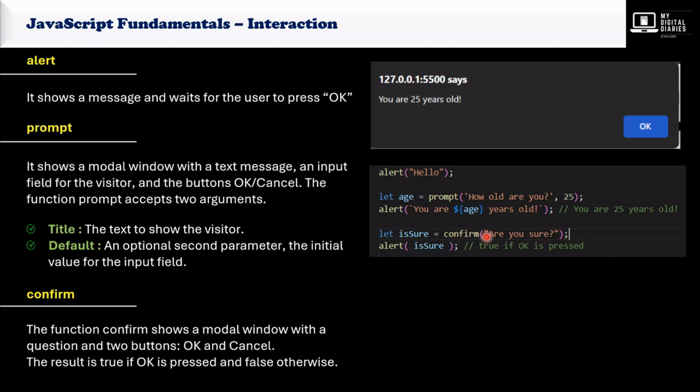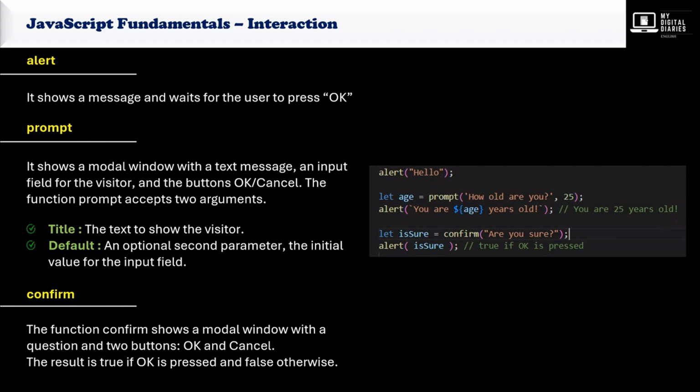Let's say confirm, are you sure? So it will give you OK and Cancel options. If you press OK, it will give you a true result. If you say cancel, it will give you a false result. So these are the default interactions provided by JavaScript: alert, prompt and confirm. For better UX, it is always preferred to use a custom modal from your UI framework.